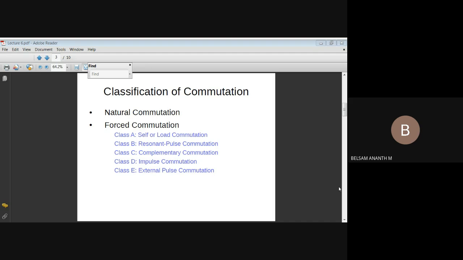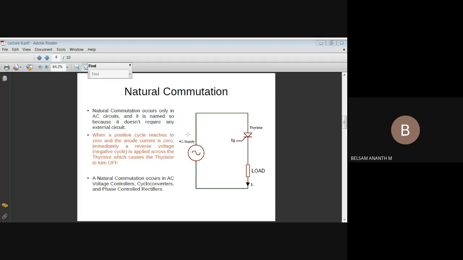The types are: first, self or load commutation; second, resonance pulse commutation; third, complementary commutation; fourth, impulse commutation; and fifth, external pulse commutation. I think you might have heard the word impulse in system dynamics. What exactly is an impulse? A sudden flicker on the signal. It appears for a short period of time and then vanishes. That is called an impulse signal. Within an instant, the signal may vanish. Please remember.